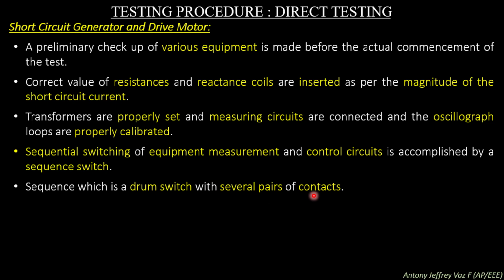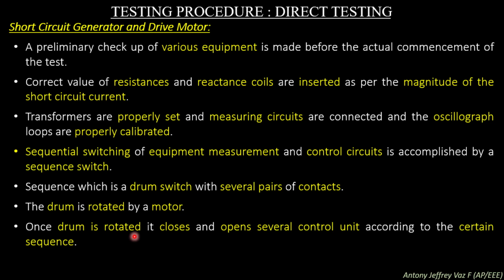So, the sequence switch or the making switch is of a drum type and it has several pairs of contacts. The drum is rotated by a motor. The sequence switch is cylindrical in type and this drum switch is rotated by a motor. Once the drum is rotated, it closes and opens several control units according to a certain sequence.